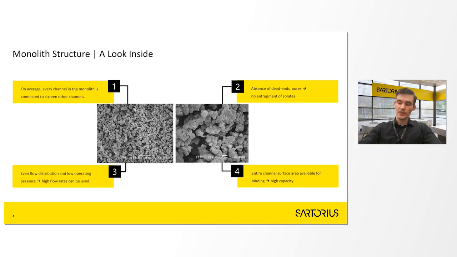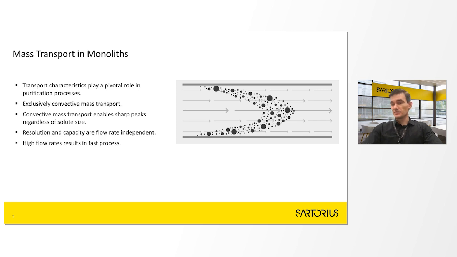centrifugation. If we take a closer look inside our monoliths, we will see that every channel is connected to 16 other channels. There's no dead end pores inside the monolith, meaning there's no entrapment of your target molecule in it. If we do chromatography, we will see that we can use high flow rates due to even flow distribution and low pressures. And the entire surface area of the monolith is accessible for binding of your target molecule, meaning we get high binding capacity. This gives monoliths transport characteristics we can use in our purification process, regardless upstream or downstream.